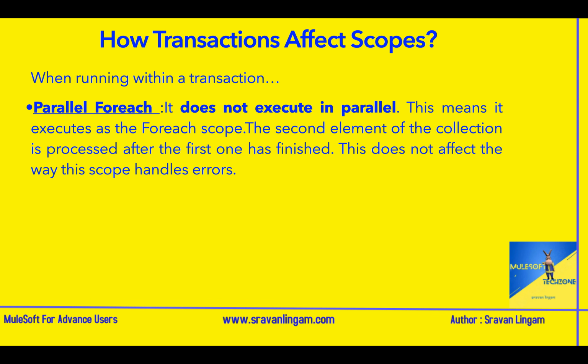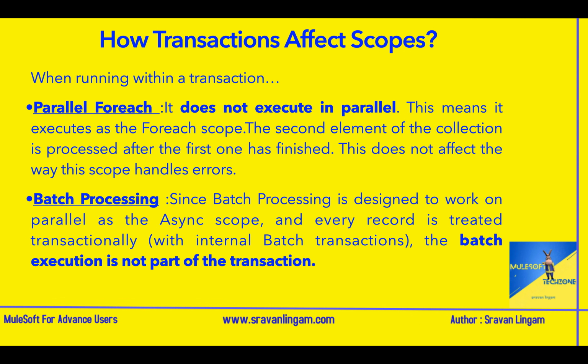So whenever someone asks you how you can make a parallel for each work like a normal for each, you can say that you can set transactional management in parallel for each so that it will act as a normal for each scope, which means the second element of the collection is processed only after the first one has finished, like the normal for each scope. And this does not affect the way the scope handles the errors.